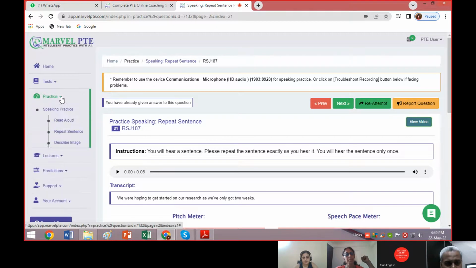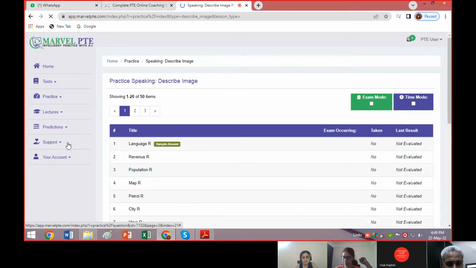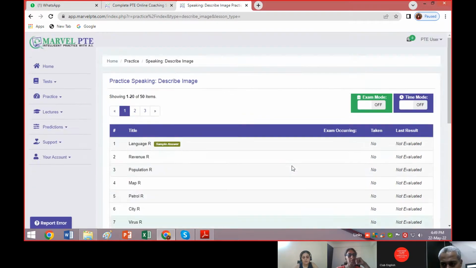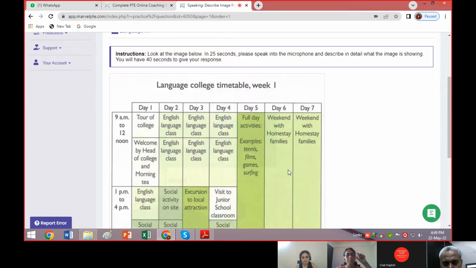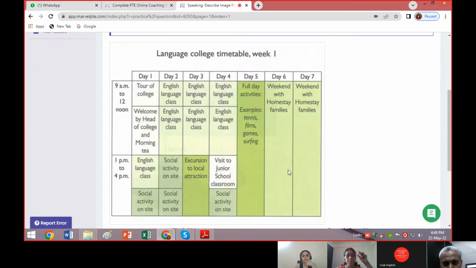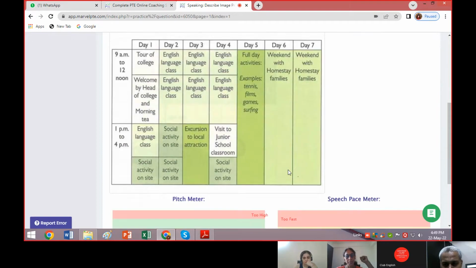The next thing is describe image. Now one of the most important things I would say. Now this is not evaluated. You can take up anyone. We'll be using this language R. Okay, so it is like language R. There's a thing you can see on the computer, right?